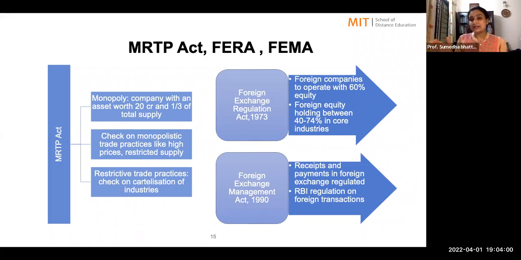That means there is always this tendency that if there are few producers, they can come together and act as a monopoly. That is, they form a cartel. So they collectively control the entire market.